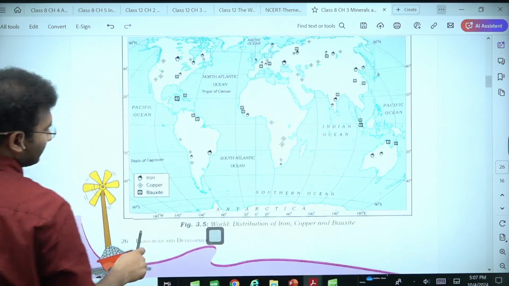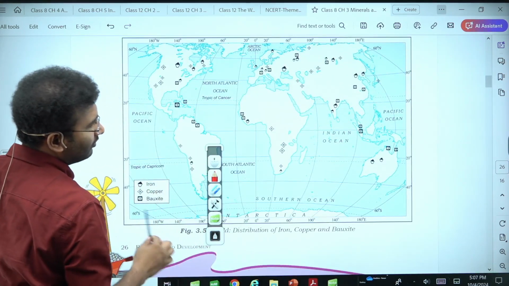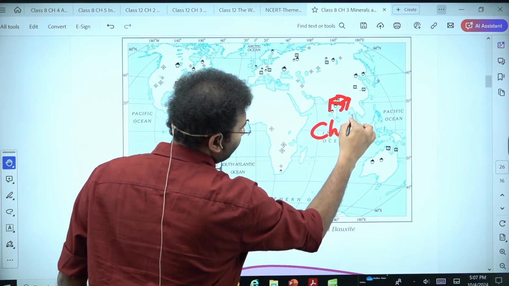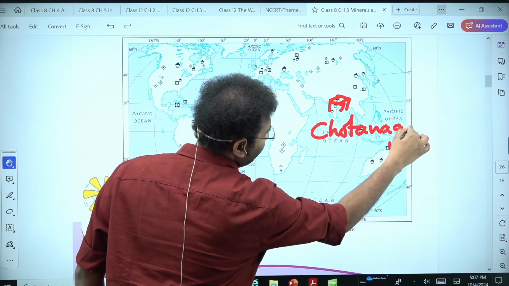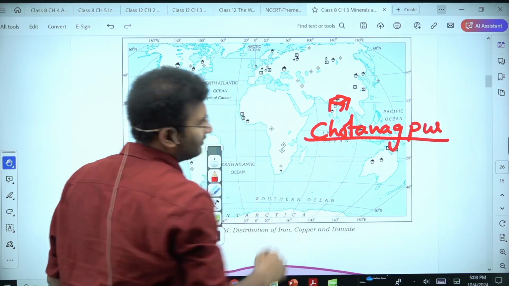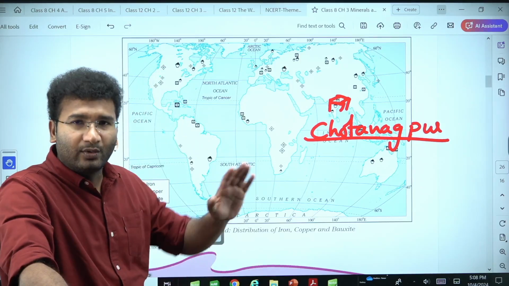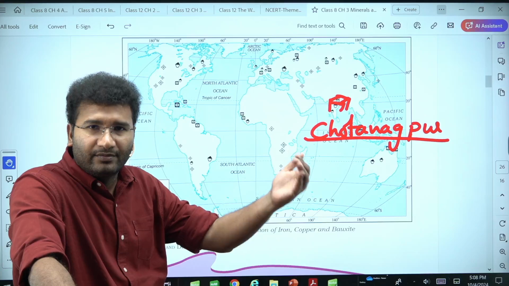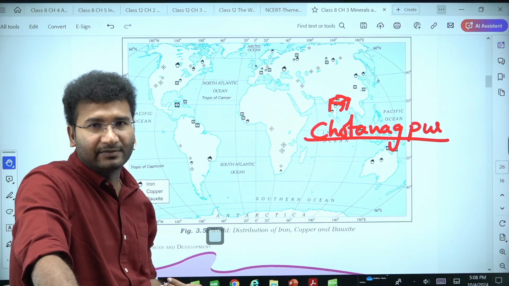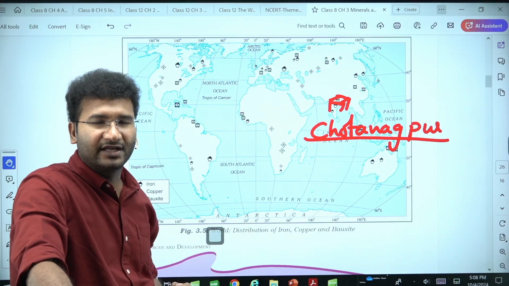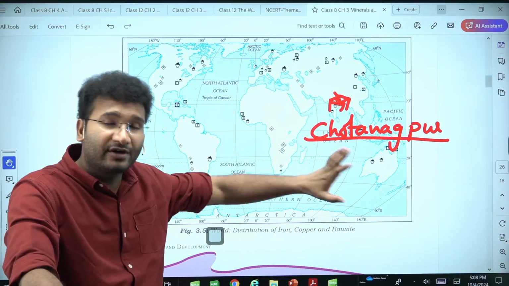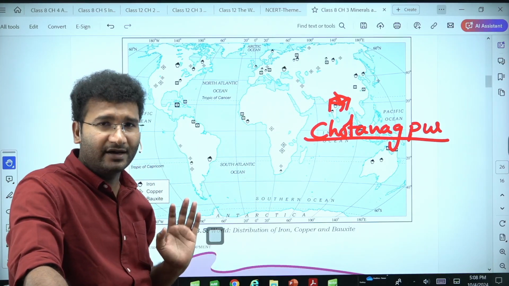Let's see. The majority of this iron, copper and bauxite in India is found in the Chota Nagpur Plateau, which is present on the borders of Odisha, Jharkhand and some parts of West Bengal as well, and the northern part of Chhattisgarh. So this is your Chota Nagpur Plateau. This is where you get the majority of these minerals in India, right?